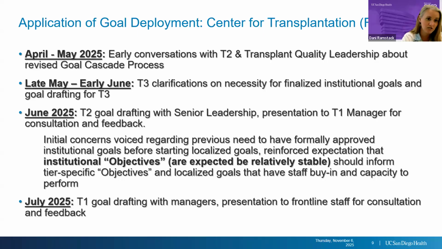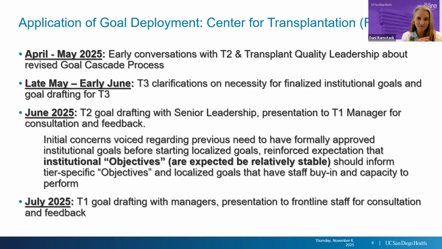So as we started to try to draft our tier 2 goals in June, in preparation to then take it down to tier 1, we talked a lot about what we were looking to do and how to tie that to those overall objectives. And then once we got to not even finalized goals, but overall, like, these are the things we think we want to work through. These are our objectives.